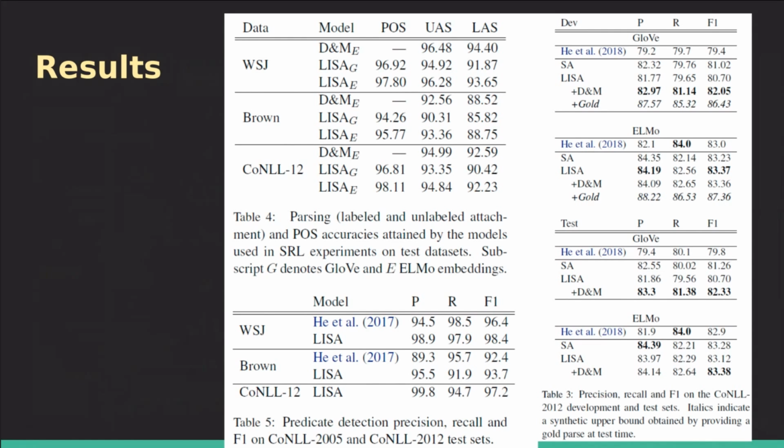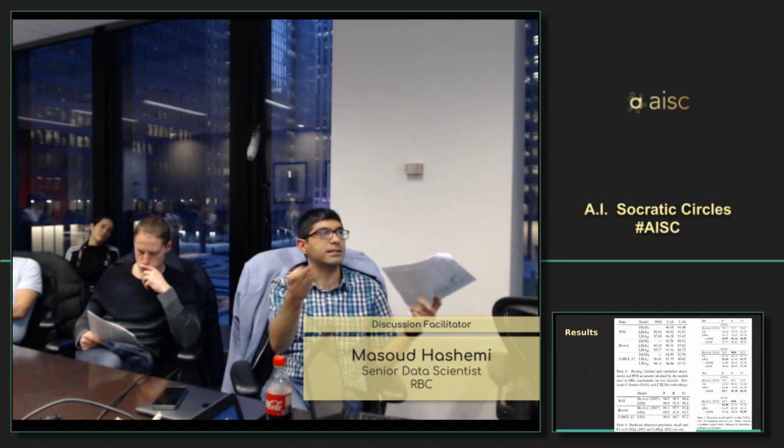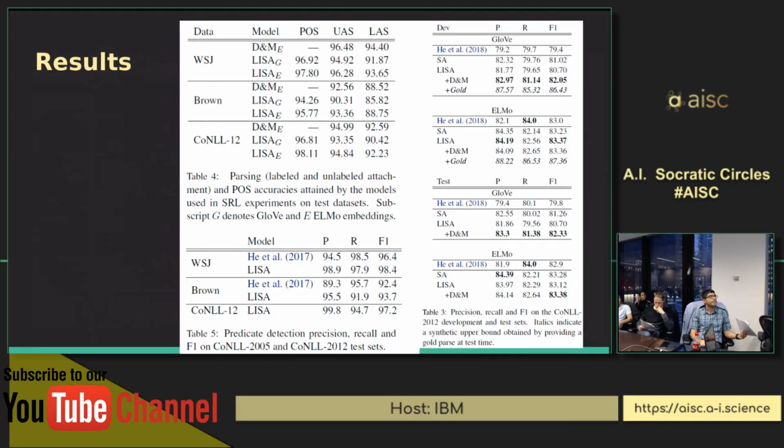Is it safe to say that in general, when we have ELMo, LISA itself works better than others? And in the GloVe case, SA is better than vanilla LISA. But when we add DNM, LISA with DNM becomes the best. Yeah, that's a good observation. Thanks for adding. That seems about it.